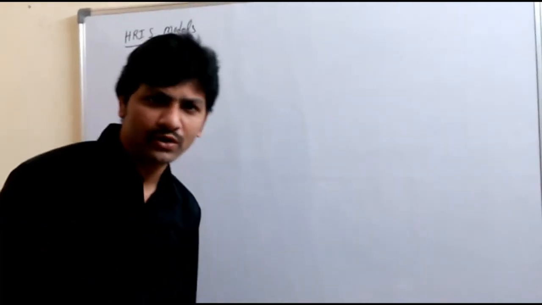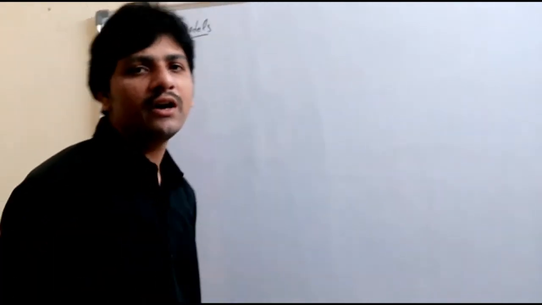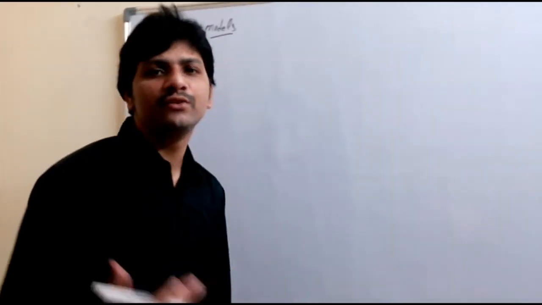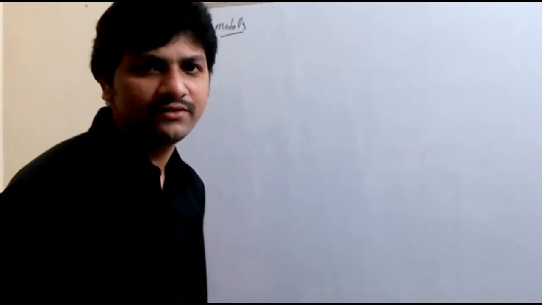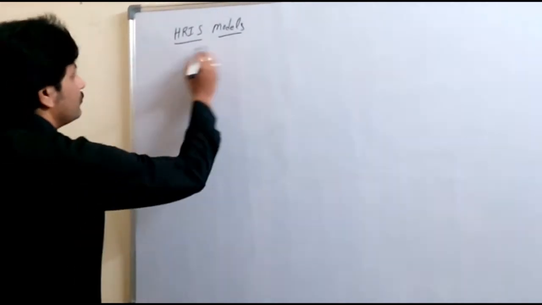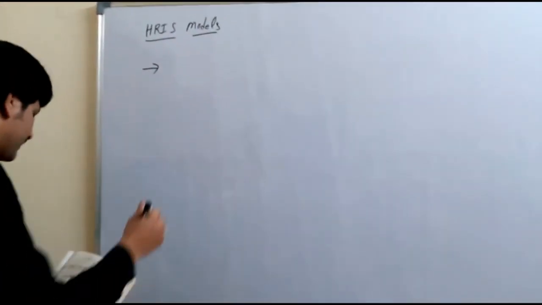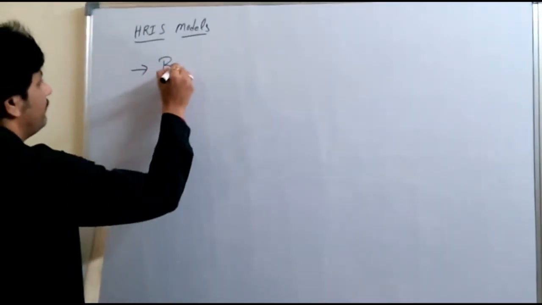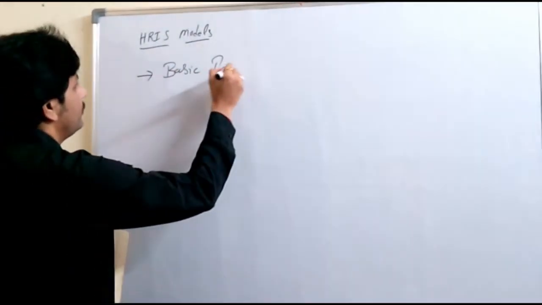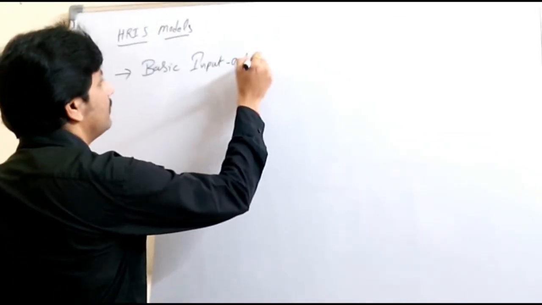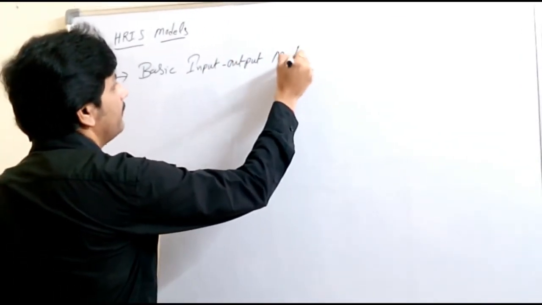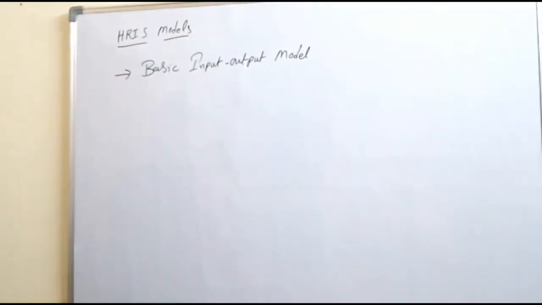There are different models, and generally they are categorized into three major categories. Majorly three types of models are there. So let us understand. The first one is the basic input output model. Basic input output model.